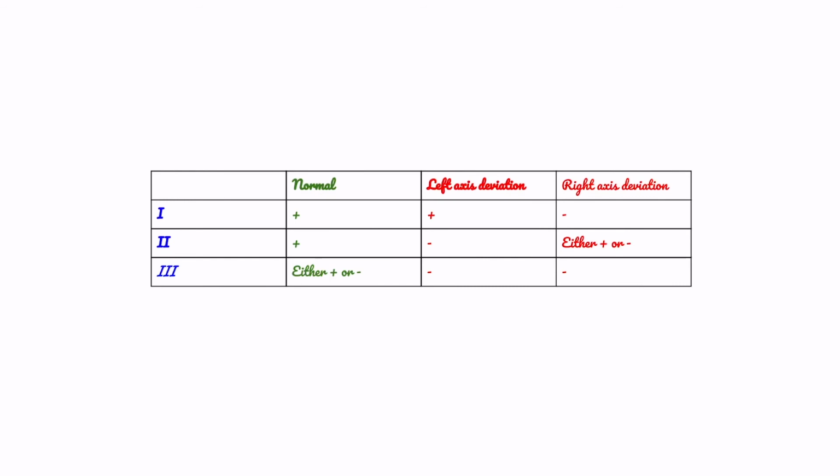You cannot tell if it has a right axis deviation by looking at lead 2. Looking at lead 3, if the QRS complex is pointing down, it is left axis deviation, and if it is pointing up, it is right axis deviation. There is no telling if it is normal by looking at lead 3 alone. Now let's take a second to absorb all this information.